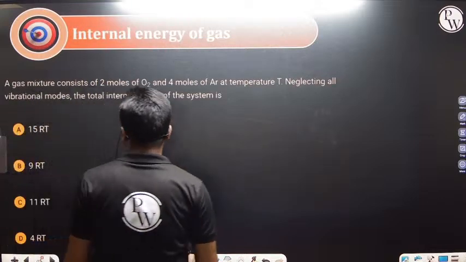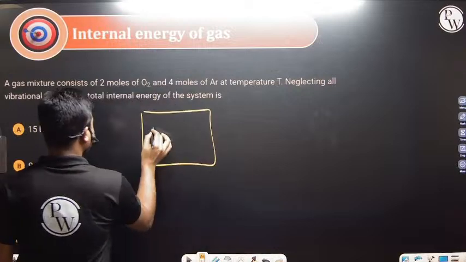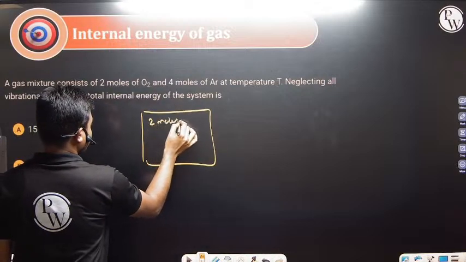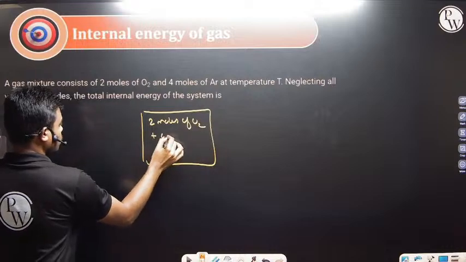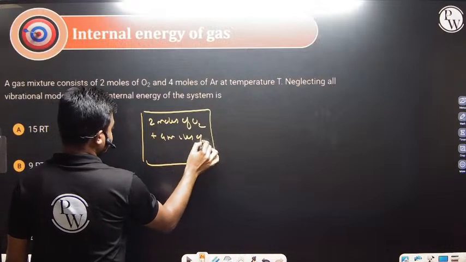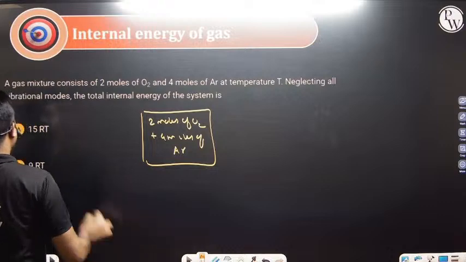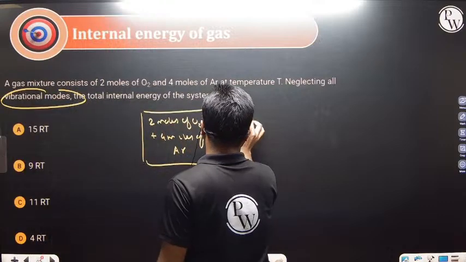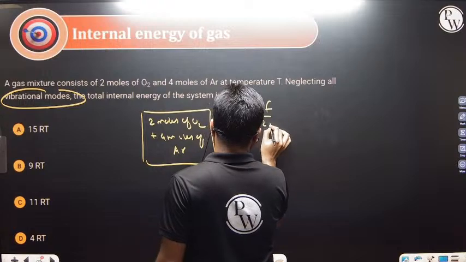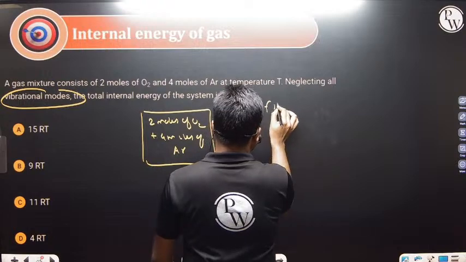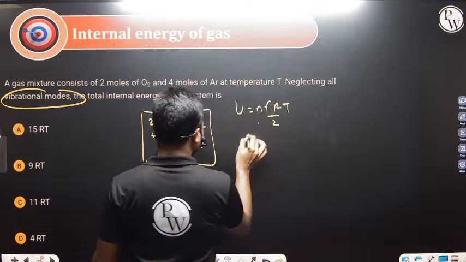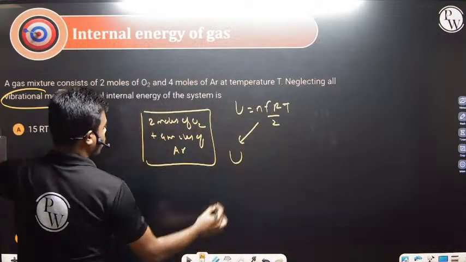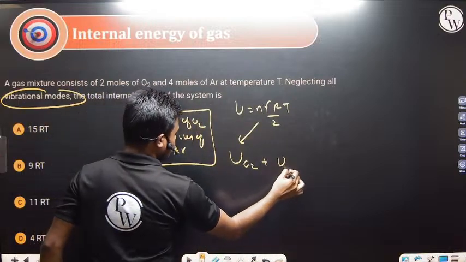A gaseous mixture consists of 2 moles of O2 plus 4 moles of argon. They're asking, neglecting all the vibration modes, we don't have to consider the vibrational degrees of freedom over here, the total internal energy of the system. What is U? U is equal to the formula that I gave here, that is nfRT by 2. Now here you have oxygen first, so U of oxygen plus U of argon.